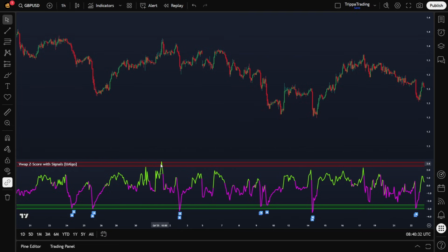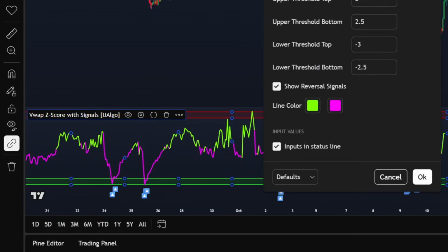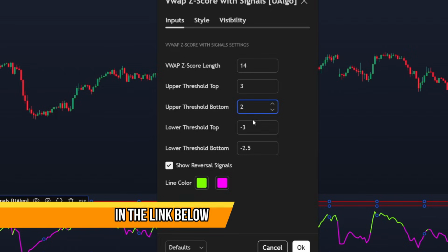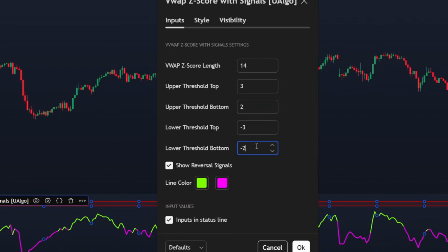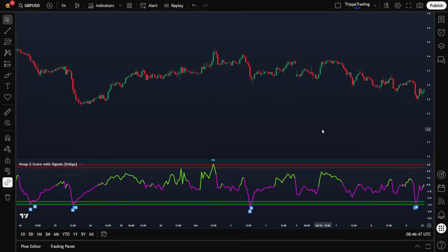Let's quickly open the settings to make sure everything is ready. You can open the settings from here. Go to Inputs and set the Z-score length to 14. For the upper threshold bottom, keep it at 2, and for the lower threshold bottom, keep it at -2. Turn on Show Signals so you can visually see buy and sell markers on your chart. Click OK, and we're ready to go.